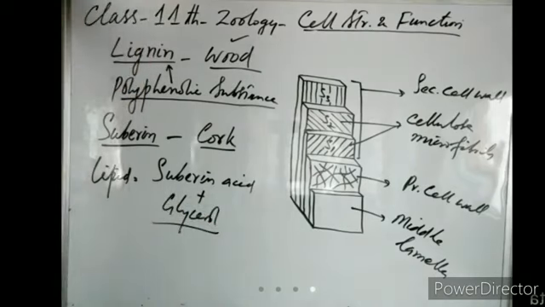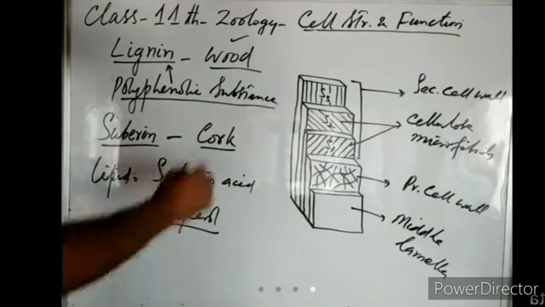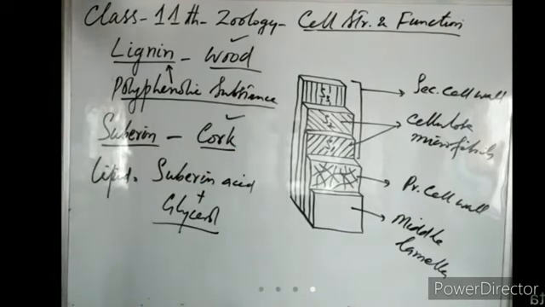So fatty acid chains known as suberin acid, when they combine with glycerol, they form lipid. And when this lipid is deposited in the secondary cell wall of certain plants, those plants form cork. You know, cork is a soft spongy tissue. Have you ever seen a piece of cork?